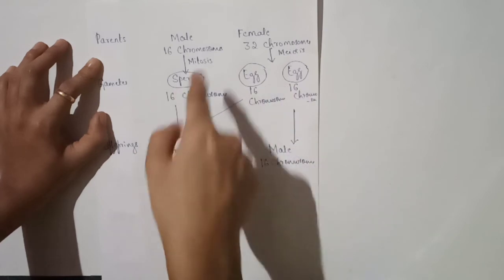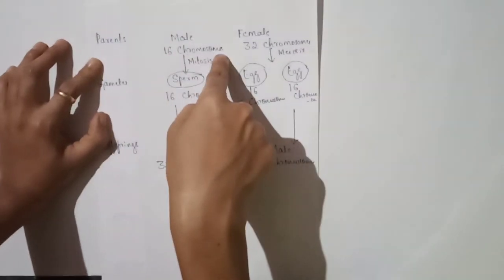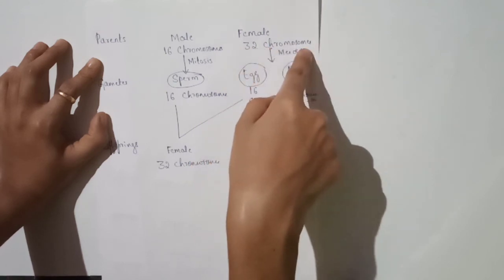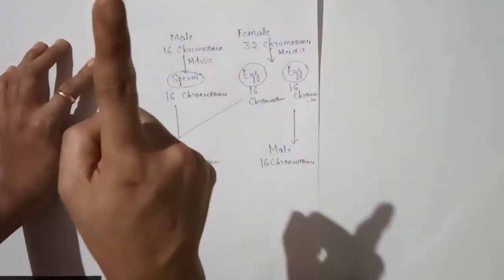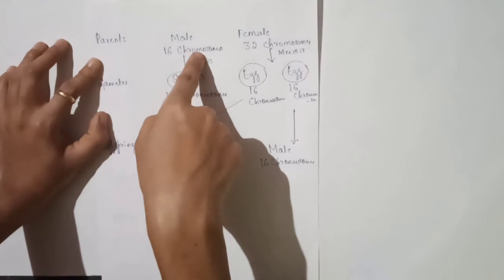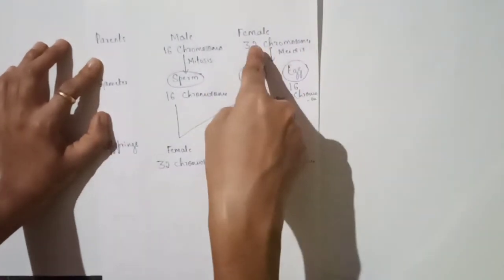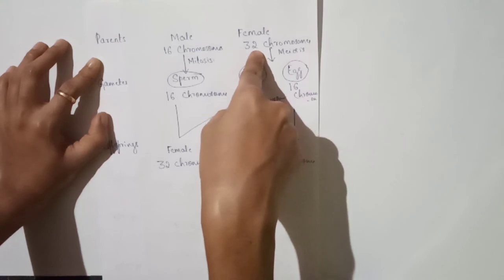Haplodiploid sex determination mechanism in honeybee. Male individual consists of only 16 chromosomes. Female individual consists of 32 chromosomes. That means male consists of only one set of chromosomes. They are haploid in nature. Female consists of two sets of chromosomes. Therefore, they are diploid in nature.